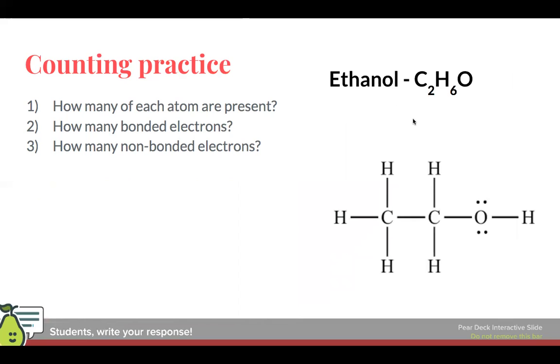Pause again. All right, counting. Using the formula, there's 2 carbons, 6 hydrogens, 1 oxygen, since there's nothing here. Using the picture, the Lewis diagram, we count the same number of hydrogens, 6, 2 carbons, 1 oxygen. How many bonded electrons? Let's count how many bonds there are. 1, 2, 3, 4, 5, 6, 7, 8. 8 bonds. So there's 16 bonded electrons. Each bond is worth 2. So this oxygen and hydrogen sharing 2 electrons right here. This oxygen and carbon sharing 2 electrons right here. Non-bonded electrons, there's 2 lone pairs, meaning that there are 4 non-bonded electrons.